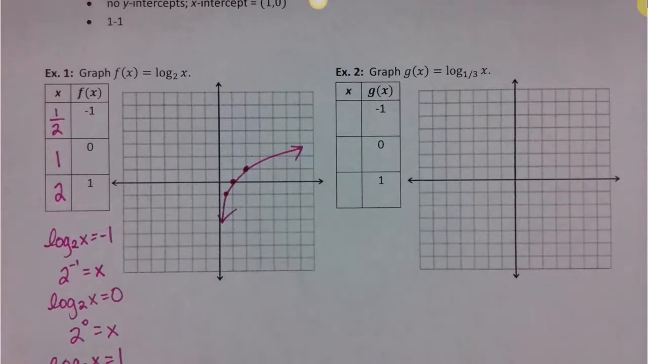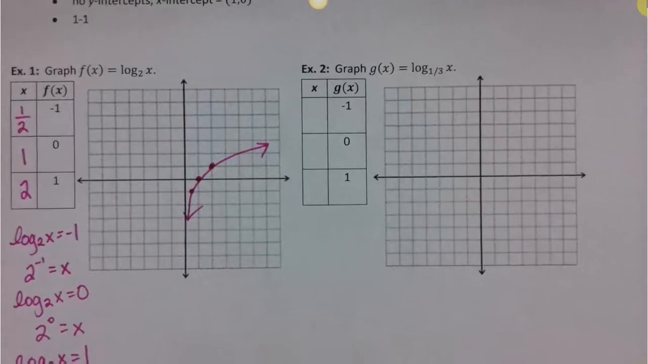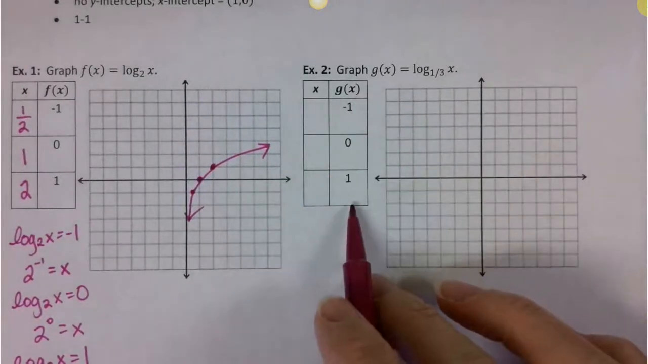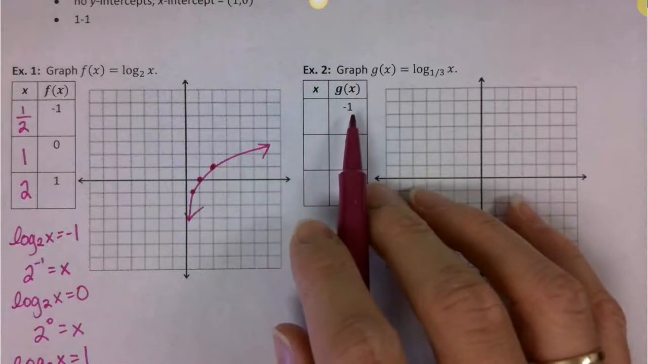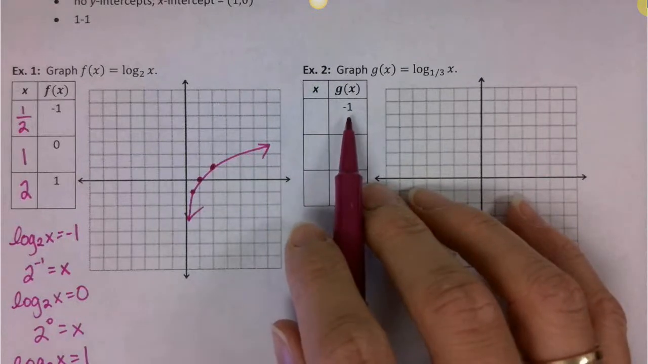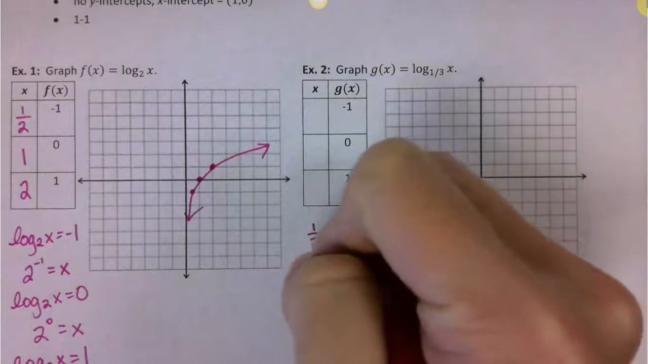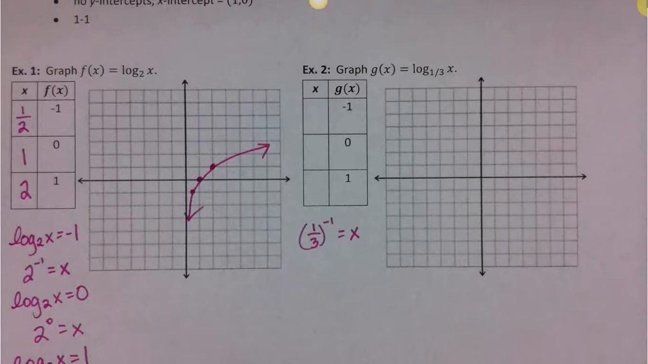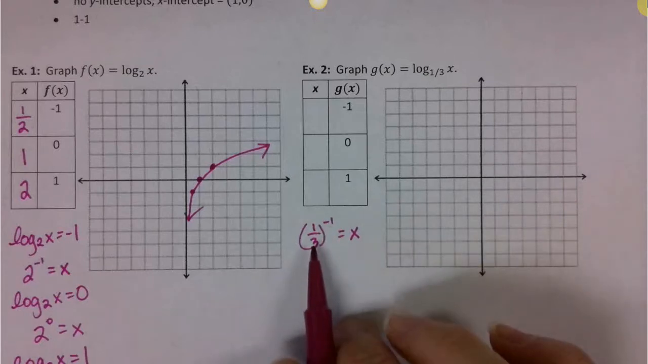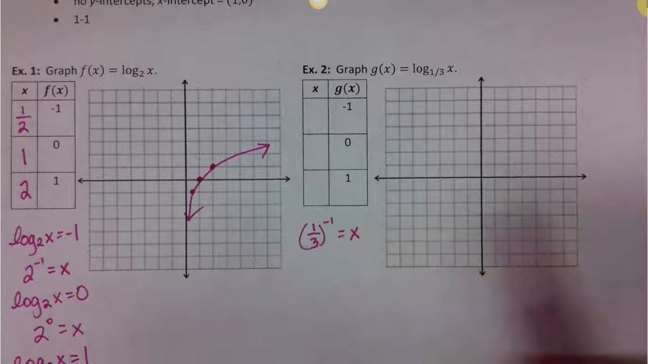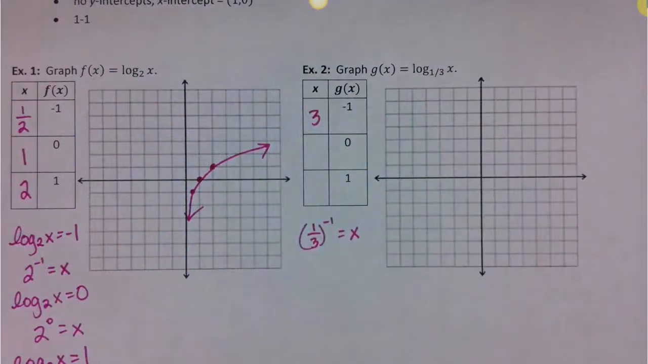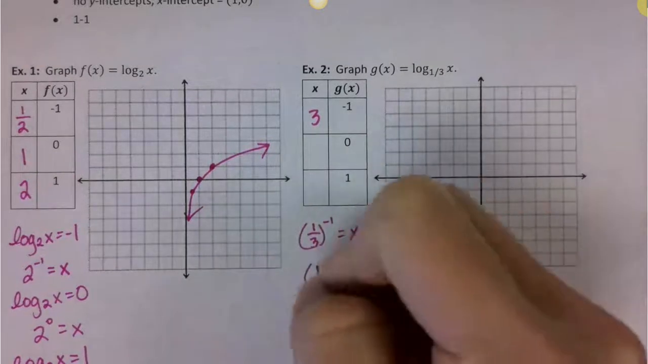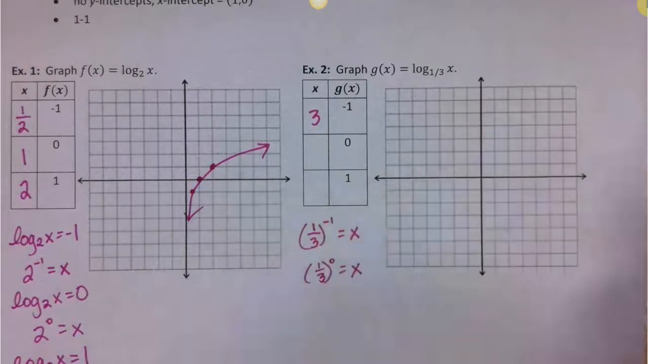So for log base 1/3 of x, I'm going to do something similar. I'm plugging in the same values in place of the y. So to figure out the x value that goes with a y value of -1, I'm asking myself, 1/3 to the -1 is equal to what? Well, remember that a negative exponent is going to flip this over, making it a 3. So when x is 3, g of x would be -1. So for the 0, this would be the same as 1/3 to the 0 is equal to x, which, anything to the 0 is 1.